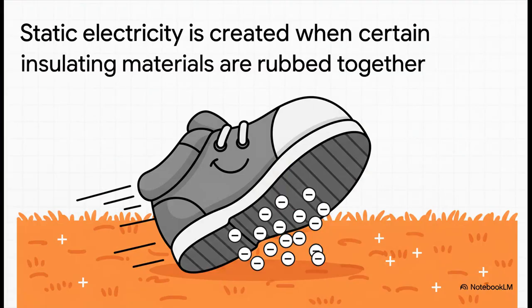Well, that little zap is a perfect real-world example of static electricity. It's all about a buildup of electric charge, and it usually happens when two insulating materials, like say the rubber soles of your shoes and a nylon carpet, get rubbed together.